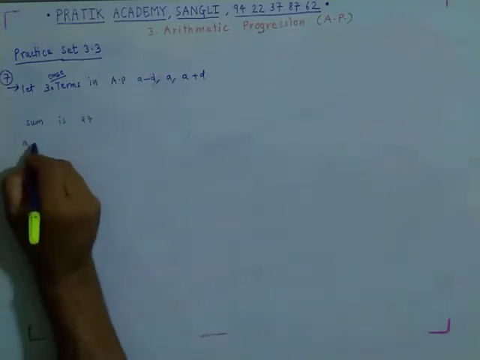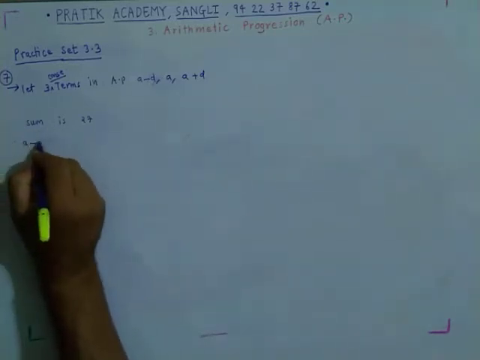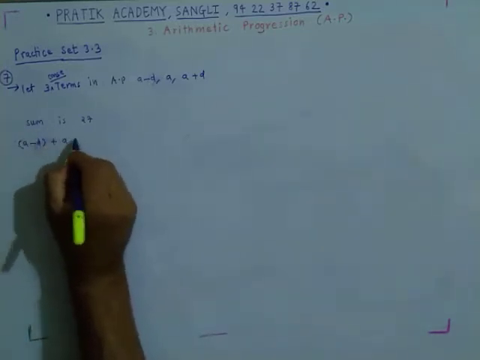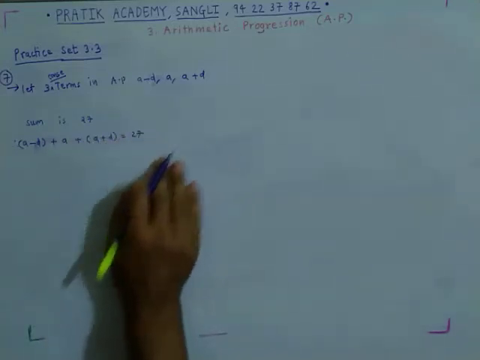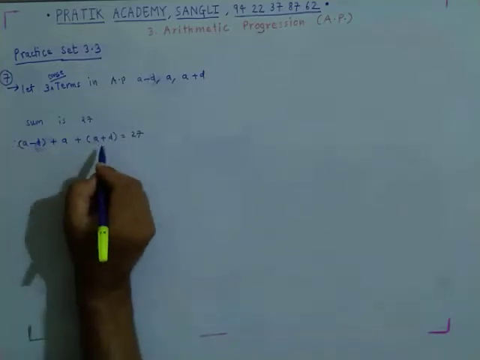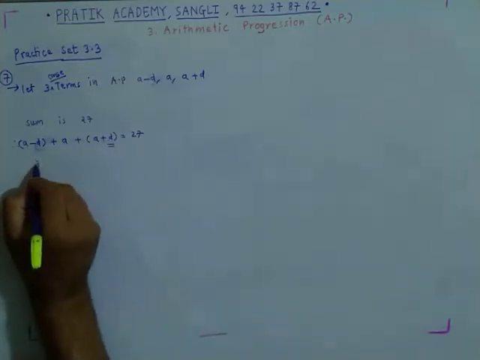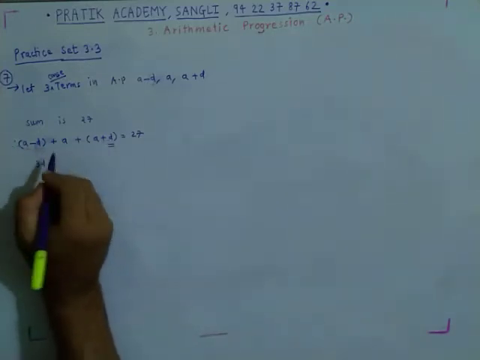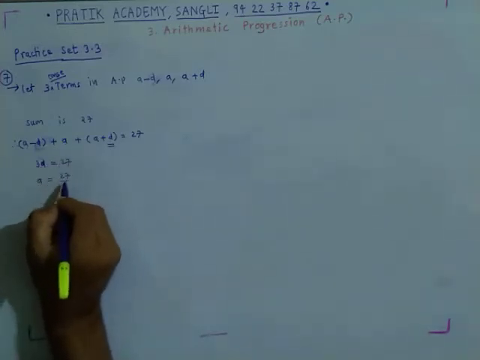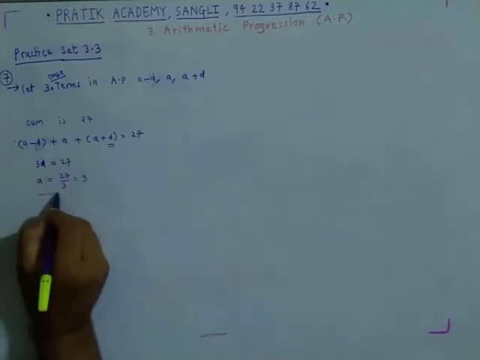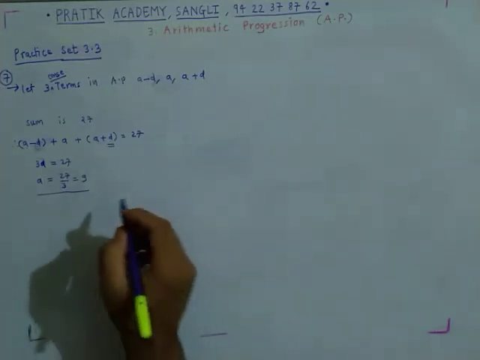Therefore a minus d, first term, plus second term, plus third term is equal to 27. So minus d plus d get cancelled, and 3a is equal to 27. That means a is 27 divided by 3, which is 9. So we are getting the initial term a as 9.